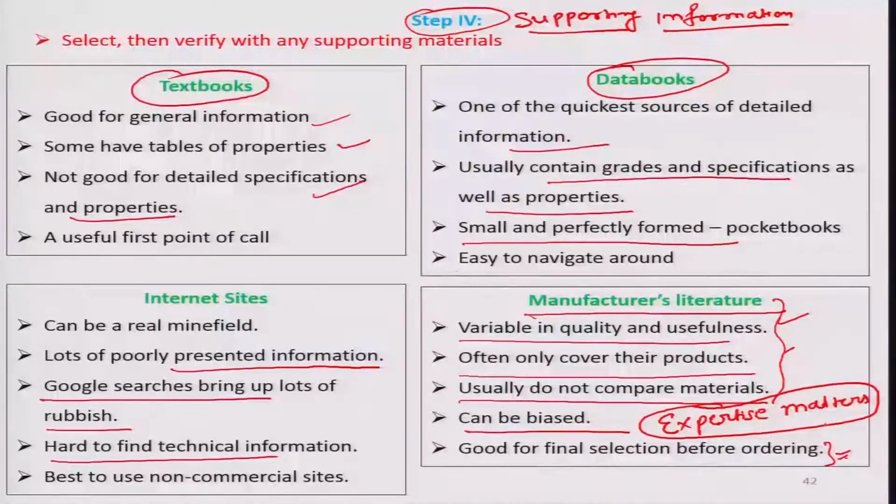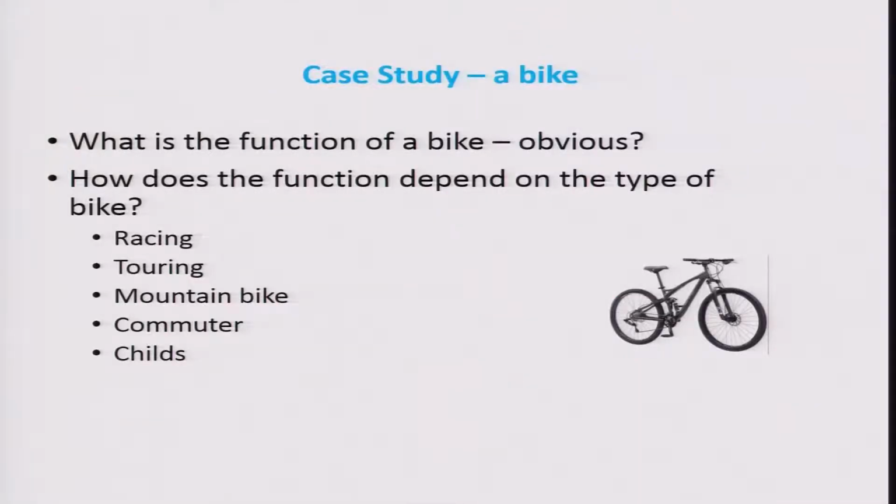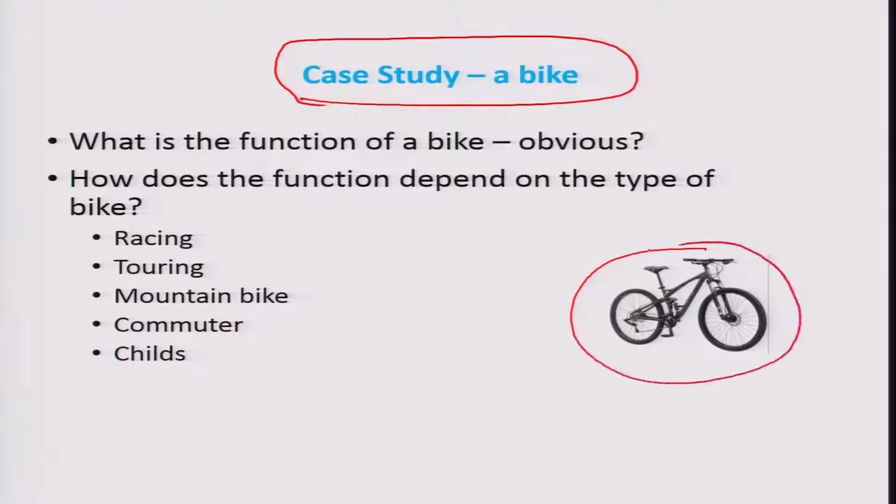In material selection, if you have expertise in this area, you can always choose a good material for the fabrication of your product. Now, this is a case study of a bike. This is a real-life problem. You can see the goal is to make a bike.